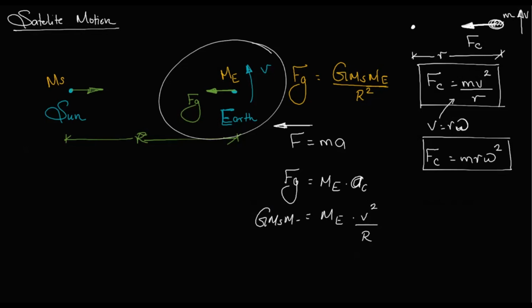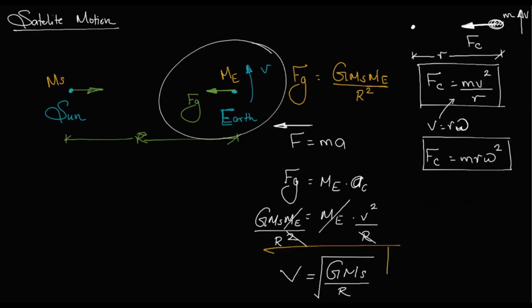Me over r squared. So we can cancel this Me, and we can cancel the r. And what we can find out is the velocity of rotation, which is going to be the square root of G Ms over r. Right? So this is a generalized equation, but you don't have to memorize this equation, but you should be able to determine this equation by doing a quick calculation like this.